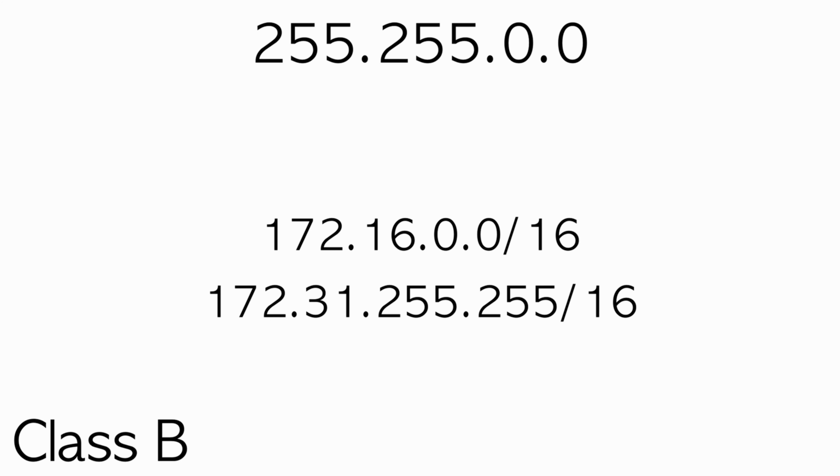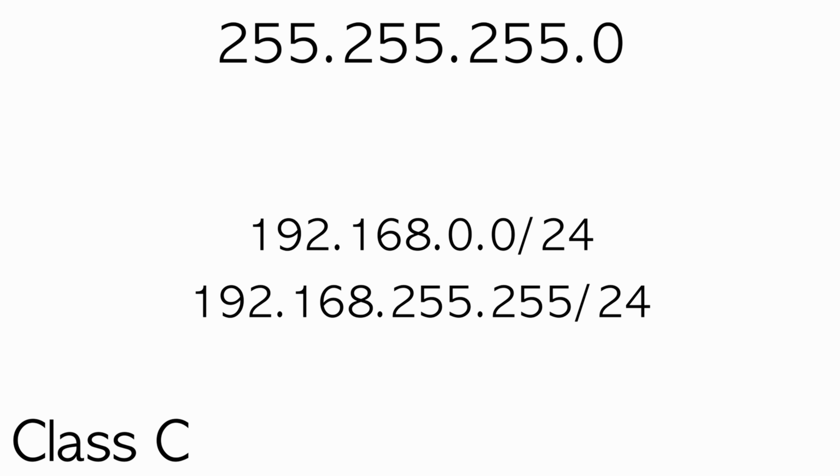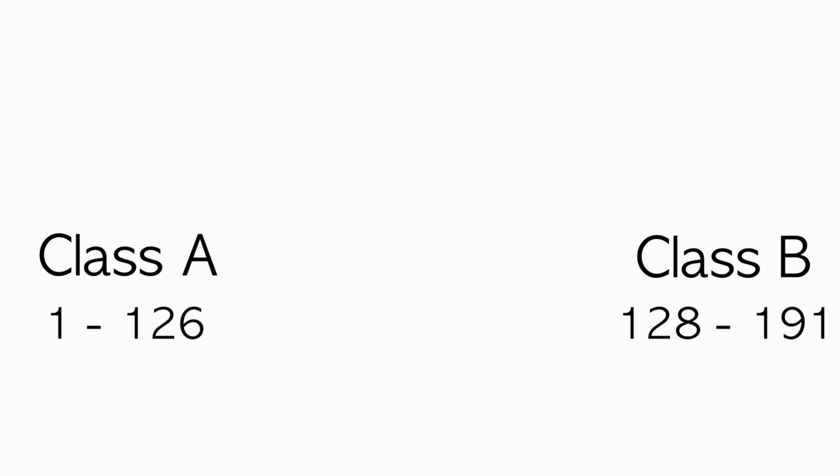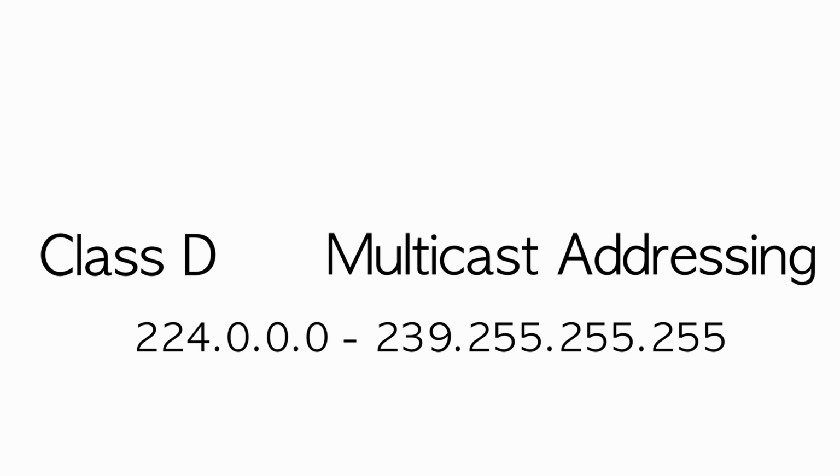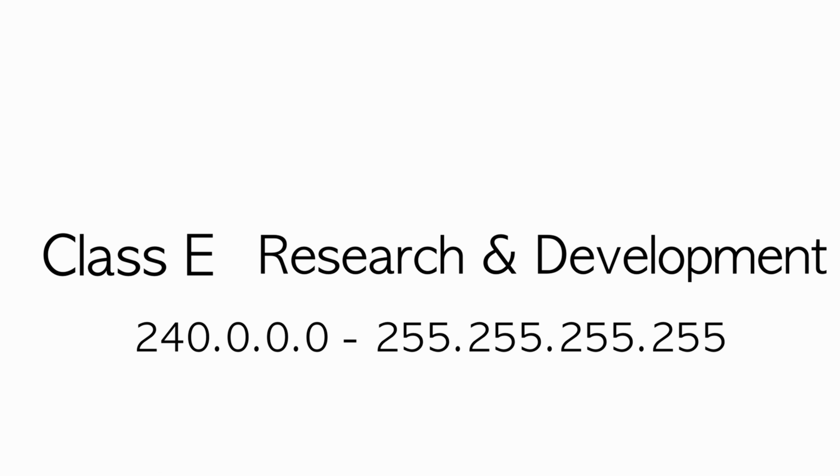Class B uses a range from 128 to 191, but 172.16.0.0/16 is the available private address. The address space available to us is 172.16.0.0 through to 172.31.255.255. And Class C ranges from 192.168.0.0 through to 192.168.255.255. Between Class A and Class B is an address, 127.0.0.1. This is an unusable address. This is for loopback and testing. You then have class D, which is multicast addressing, and class E, which is reserved for research and development.